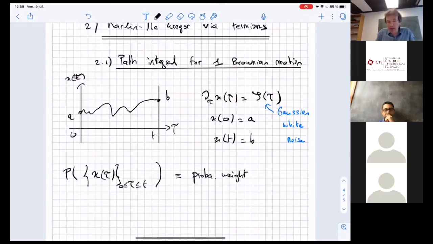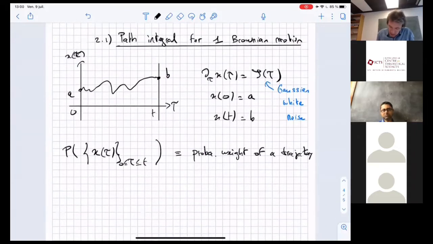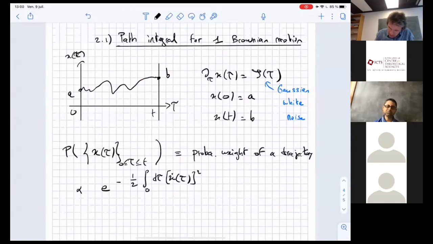That means that in principle I have to define a probability measure on the space of paths, and so on. I will not enter into these details; as physicists, we do not care too much about that. What I would like to write is the probability associated to that. Because this is just white noise, I can write it as the exponential of minus one half of the integral of x dot of tau squared from 0 to t. And then I have two delta functions that ensure the initial and final positions.